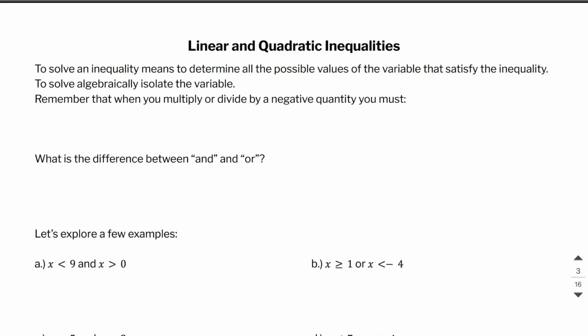Hey everyone, this lesson is on linear and quadratic inequalities. If we read what it says here, to solve an inequality means to determine all the possible values of the variable that satisfy the inequality. To solve algebraically, isolate the variable, which is stuff that you all already know how to do. Just a reminder though, that when you multiply or divide by a negative quantity, you must always flip the inequality sign, okay?